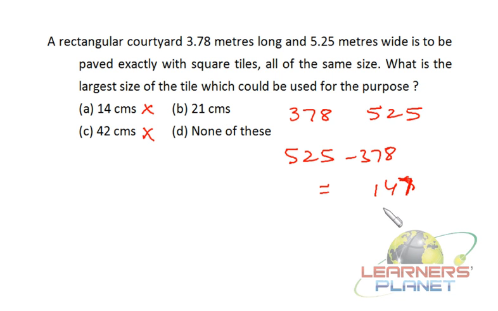Now 21 is definitely a factor of 147. That is, 21 into 7 is 147. So 21 will be the right choice. Else you can repeat the process till you get the final HCF.